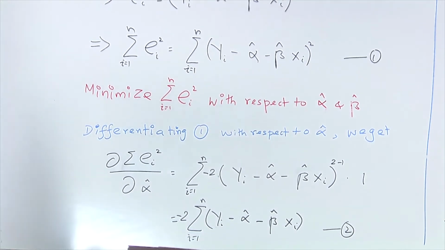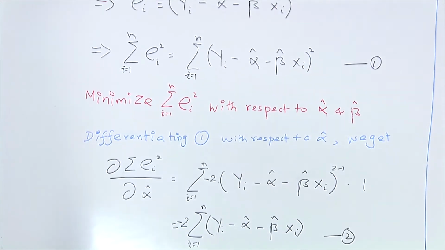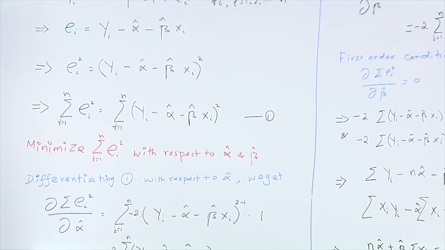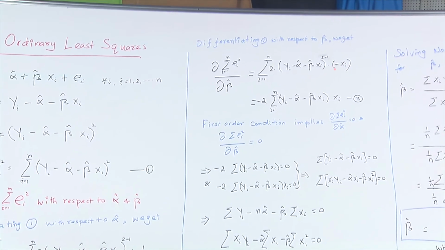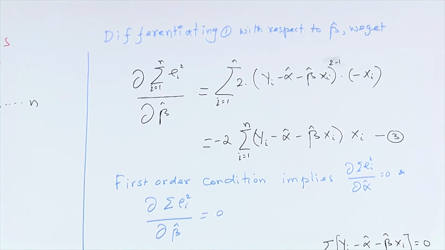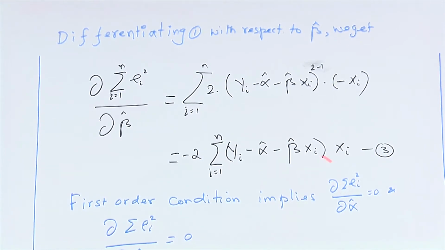Again we are differentiating sigma ei square, now with respect to beta hat. Just look at these terms. Here we get one extra minus xi, because if you differentiate this term you get minus xi. So if you take minus 2 outside, then you get this term.